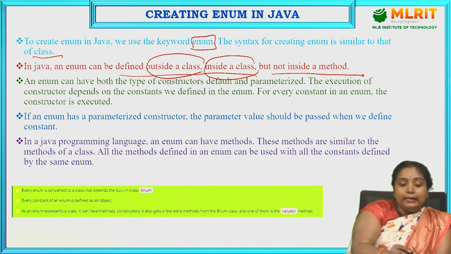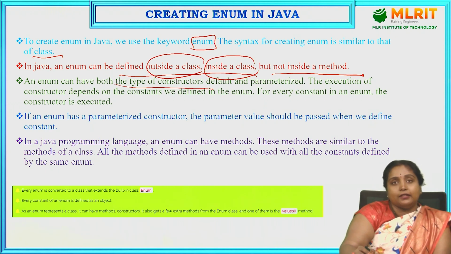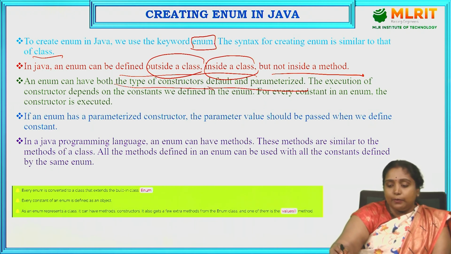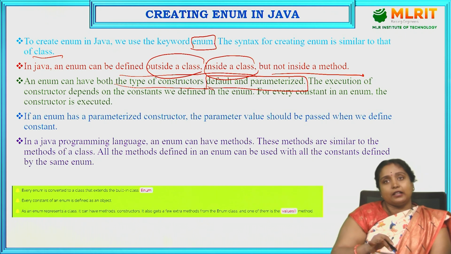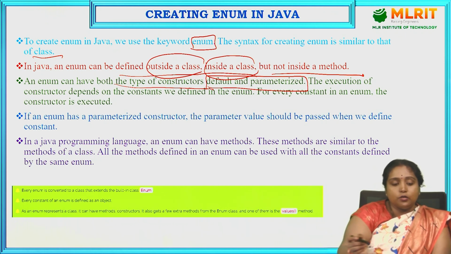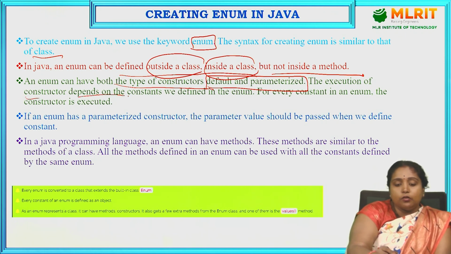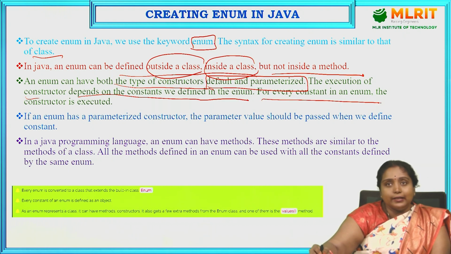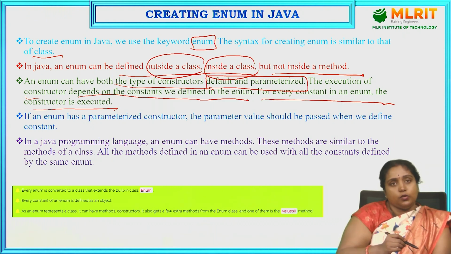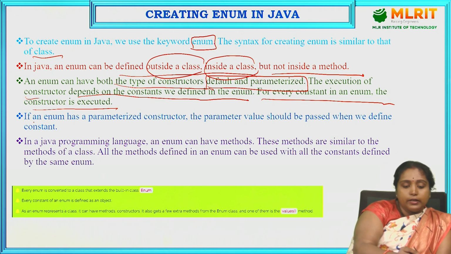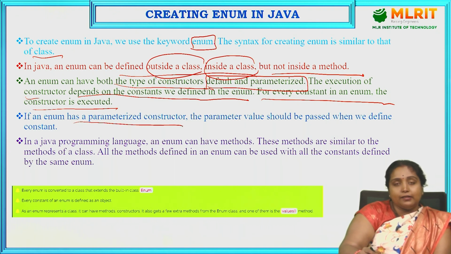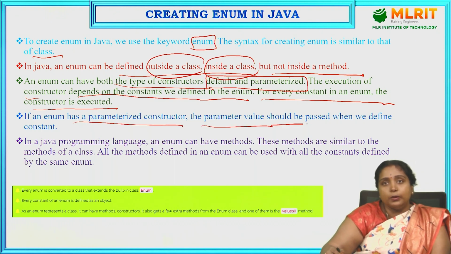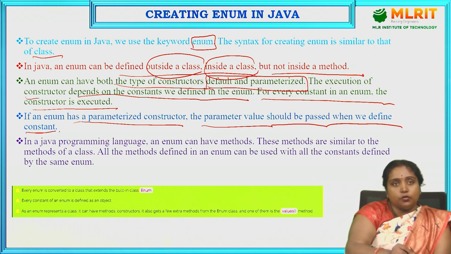An enum can have both types of constructors. What are the constructors? Default and parameterized. It can have a default constructor and a parameterized constructor. The execution of constructors depends on the constants we define in the enum, and for every constant in an enum, the constructor is executed for sure. So, if an enum has a parameterized constructor, the parameter value should be passed when we define the constant.